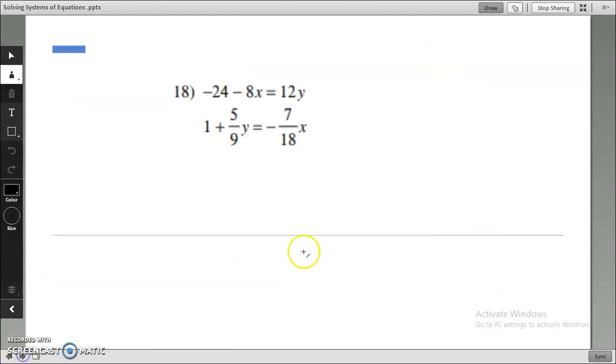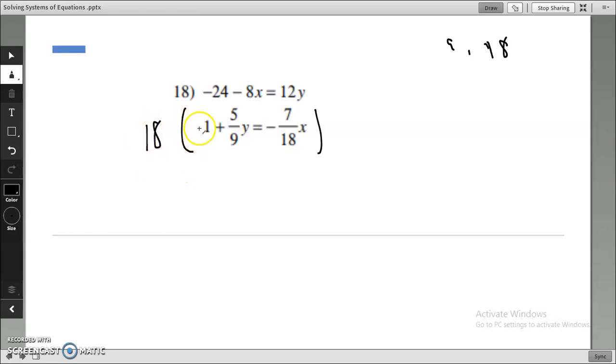All right, last one. I chose this one because it had fractions in it. And most people, when they see fractions, they get really, really afraid. So let's get rid of those fractions. The way that I get rid of that fraction is I need to multiply by the least common denominator, or the least common multiple of my denominators. And my denominators are 9 and 18. So the least common multiple of 9 and 18 is in fact 18. So I'm going to multiply everything right here by 18.